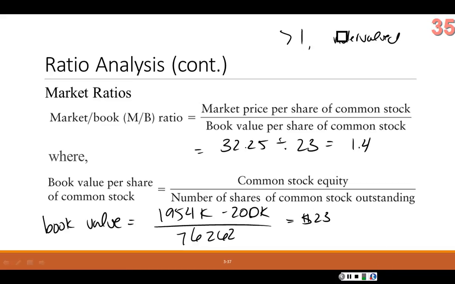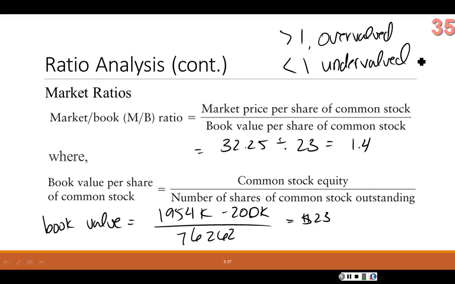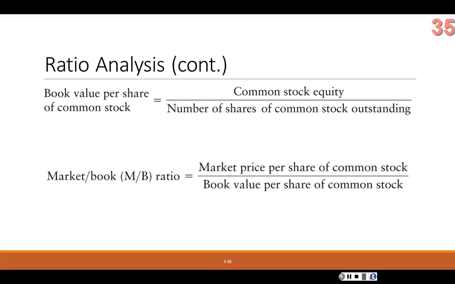Please scratch that. I just said it backwards. If the market to book ratio is greater than 1, that means the market price is greater than the book value. The stock is overvalued. If the market to book ratio is less than 1, the market price is less than the book value, then it's undervalued. This is what we just did.